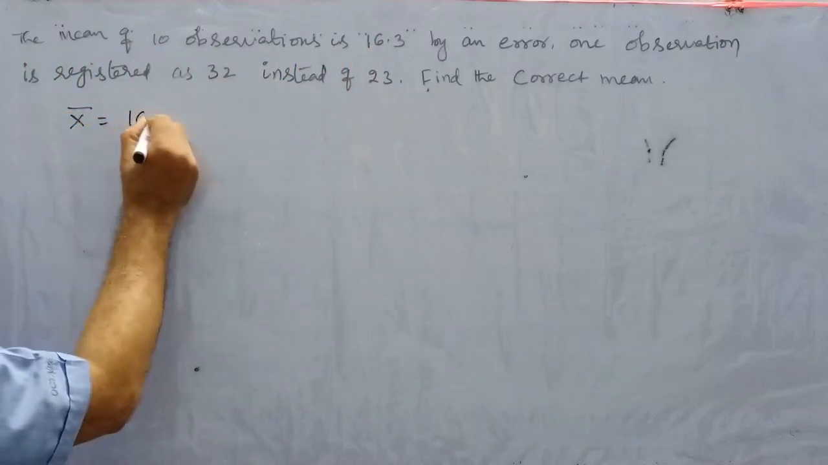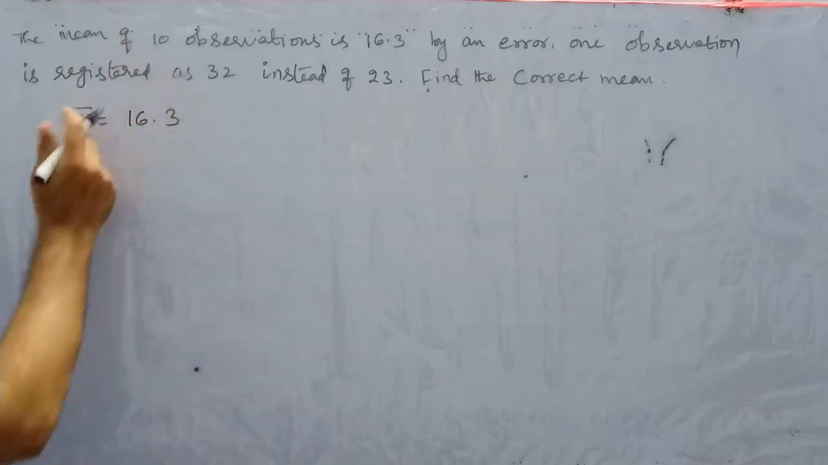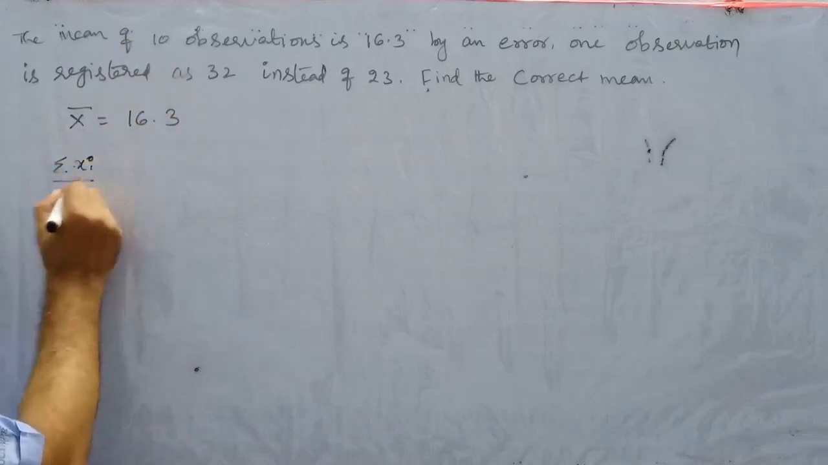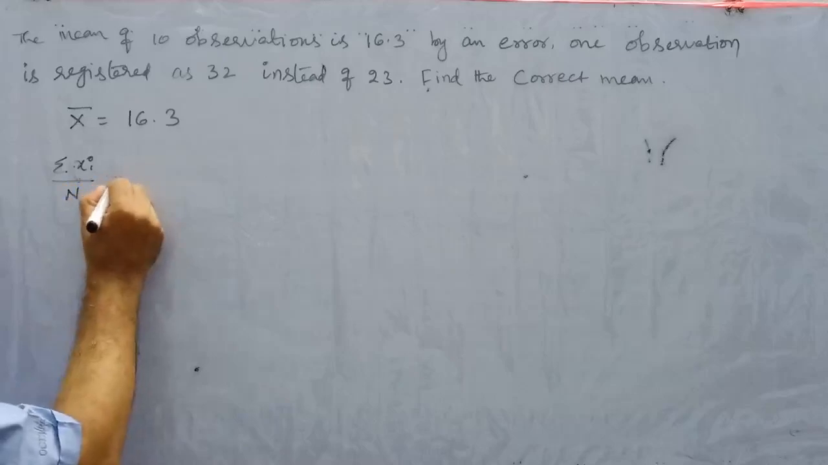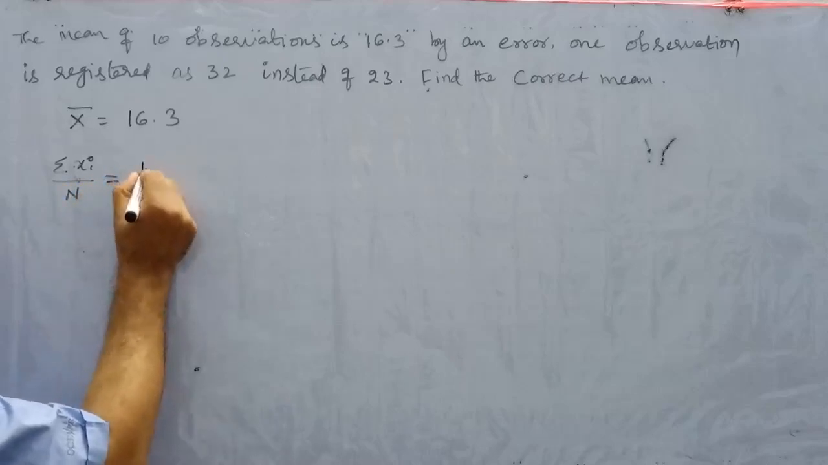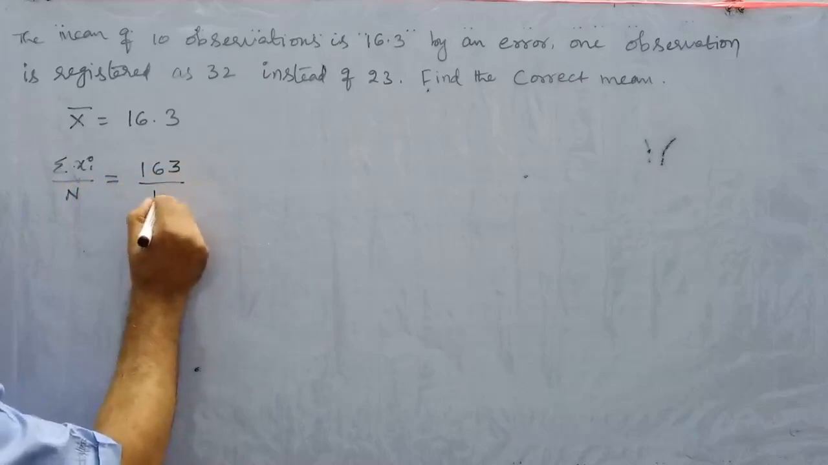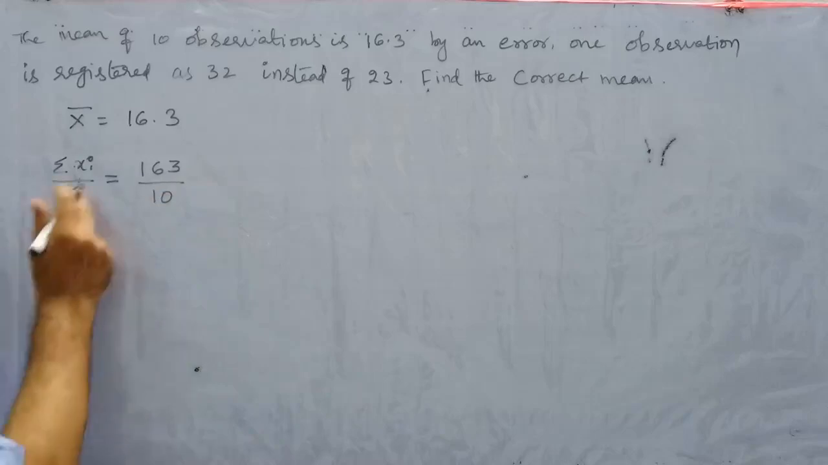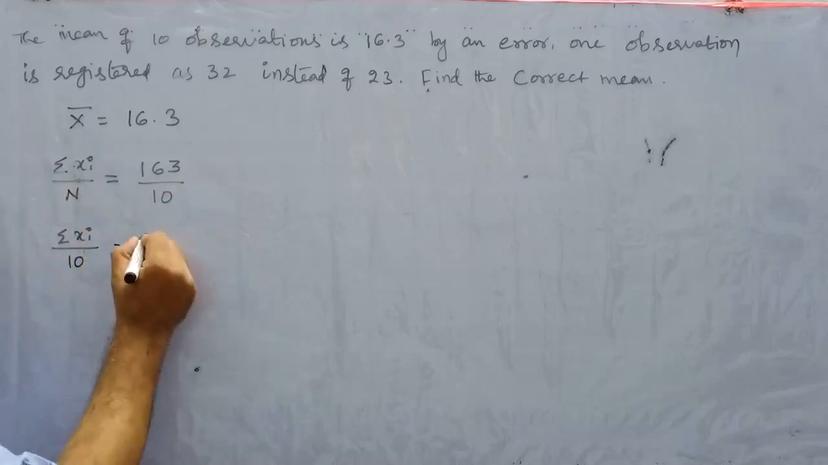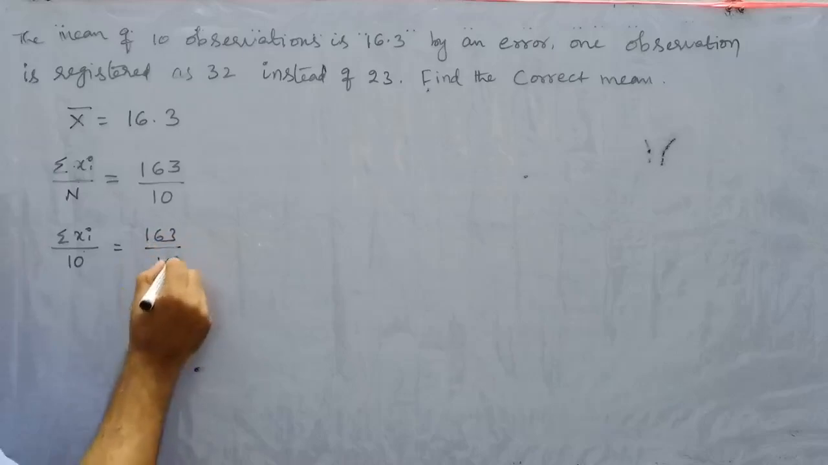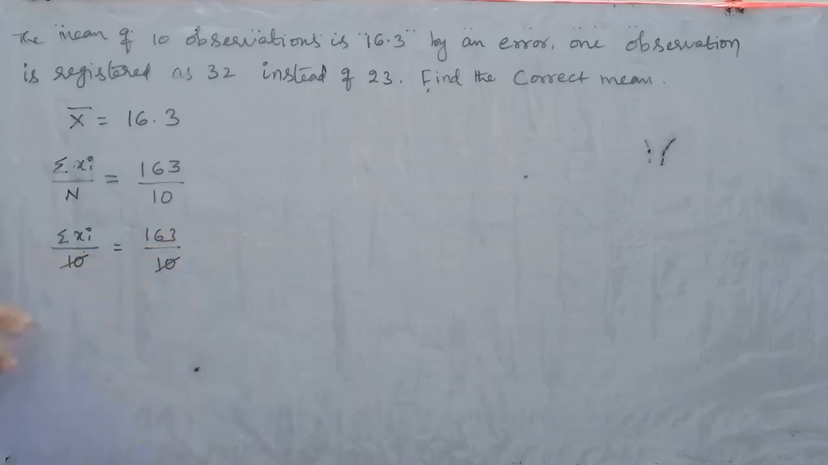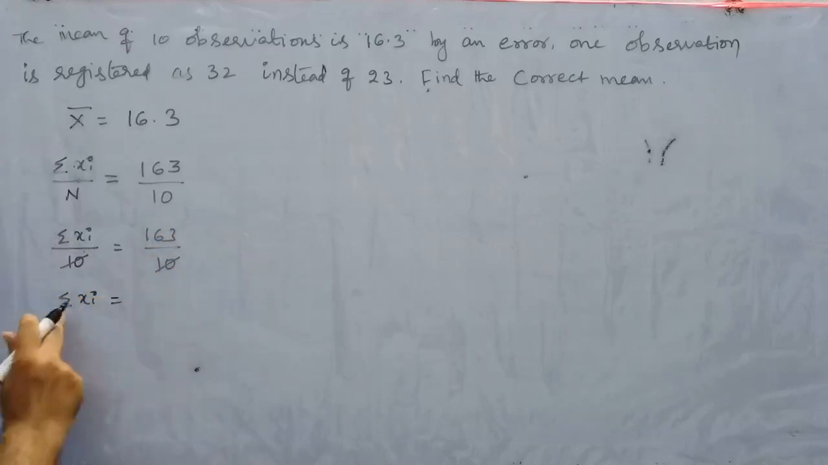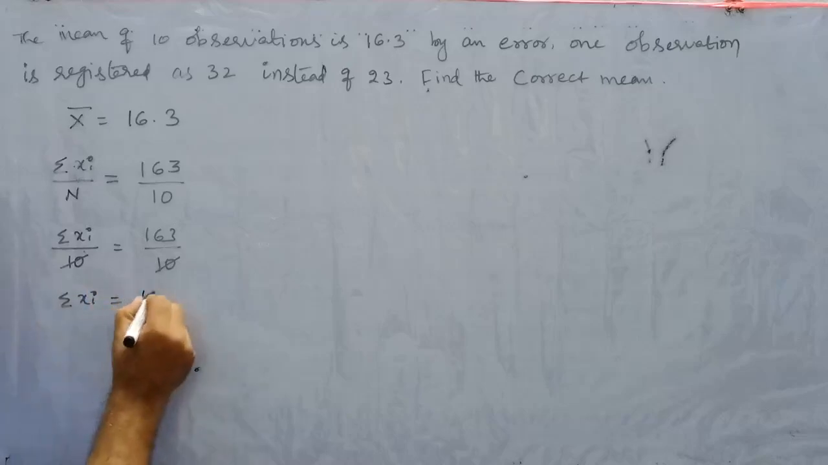The mean of 10 observations is x bar equal to 16.3. Now x bar can be written as sigma xi by n. Sigma xi by n is equal to 16.3. So 16.3 can be written as 163 by 10. Sigma xi by n, with n equal to 10, is equal to 163 by 10. Now 10 gets cancelled. This is the sum of the values of the observations. Sigma xi is equal to 163.